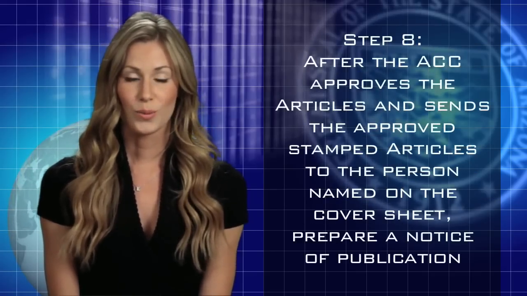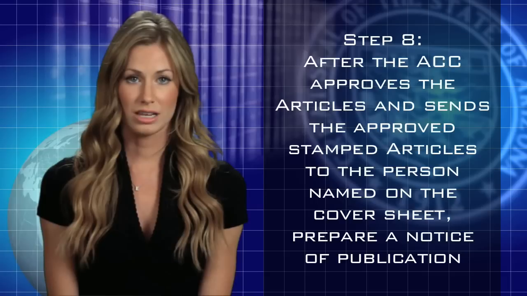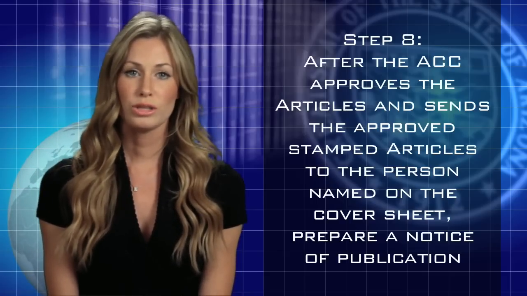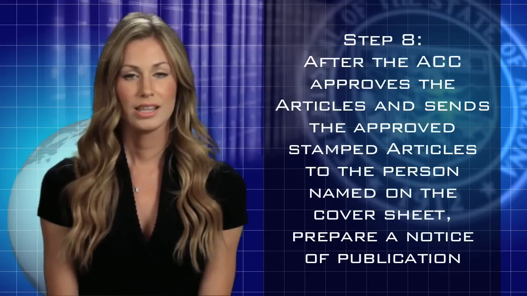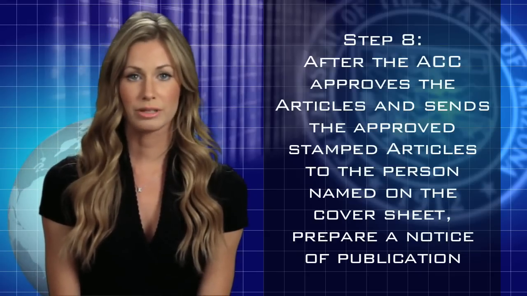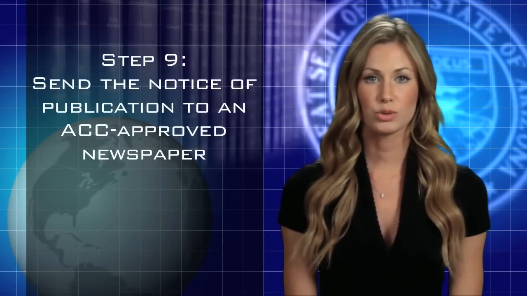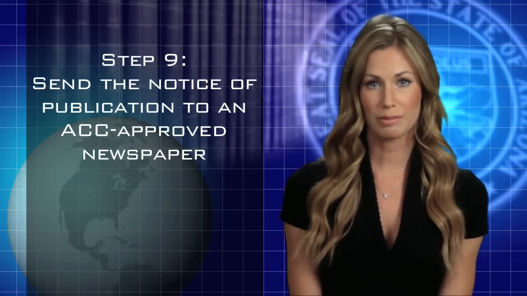Step number 8, when the ACC approves the Articles of Organization, it will send the approved articles with its filed stamp to the person named in the ACC cover sheet. The company must then prepare a notice of publication. Step number 9, send the notice of publication to an Arizona Corporation Commission approved newspaper.